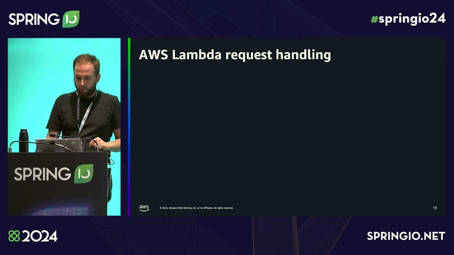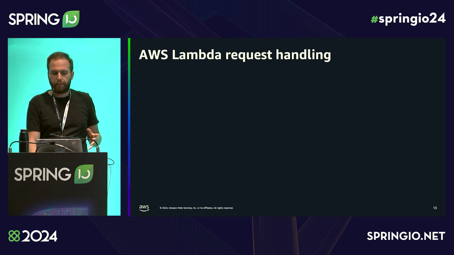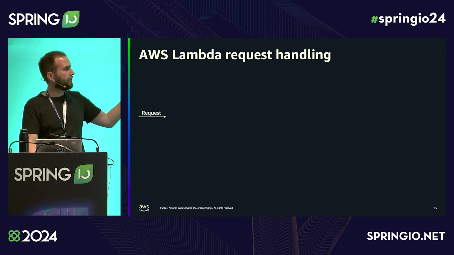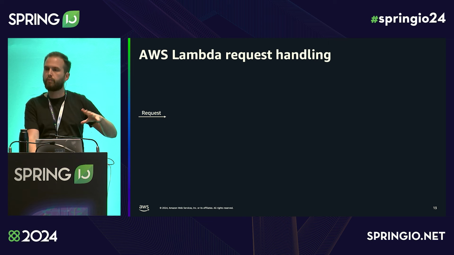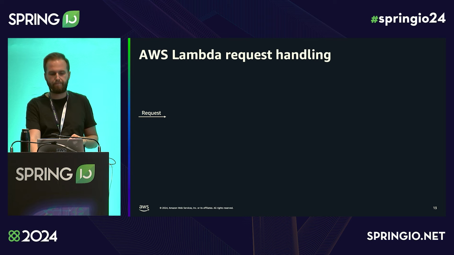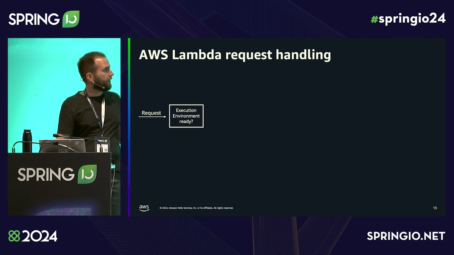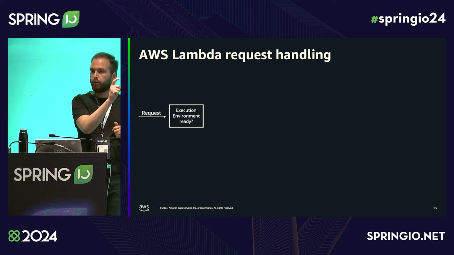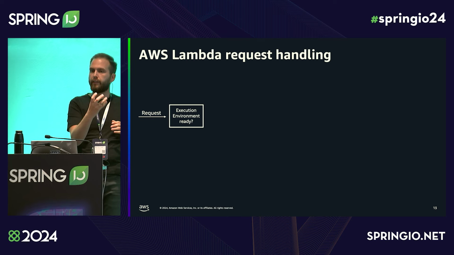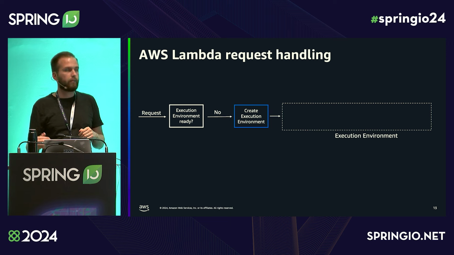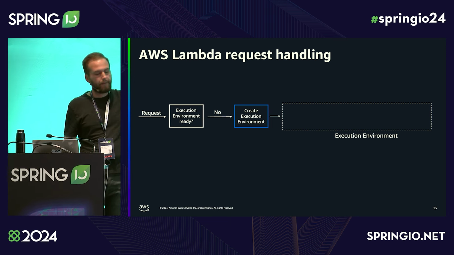Now, when we look at the request handling, we said scaling to 0, so something obviously needs to happen on the first request. So let's say we just deployed the function and we get the first request. What we need to do is check, is an execution environment ready? This is the micro VM that I just displayed. So is there already a function running? And if not, we need to create that execution environment.